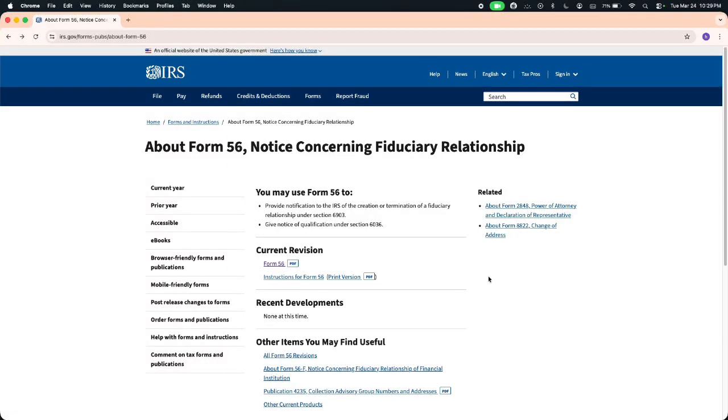Hey everyone, today I'm going to show you how to fill out IRS Form 56, which is the notice concerning fiduciary relationships. So this form is used to tell the IRS that someone is acting for another person, estate, or entity in a fiduciary role. It can also be used to let the IRS know when that role has ended. This is helpful because it clearly shows who is responsible for handling tax matters.